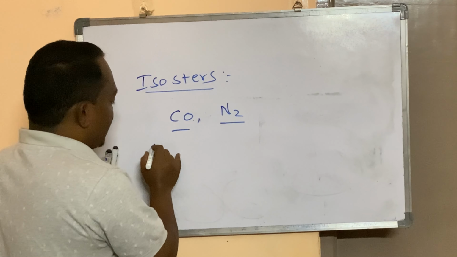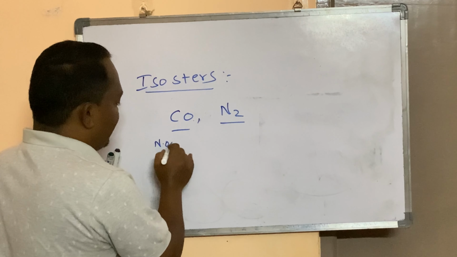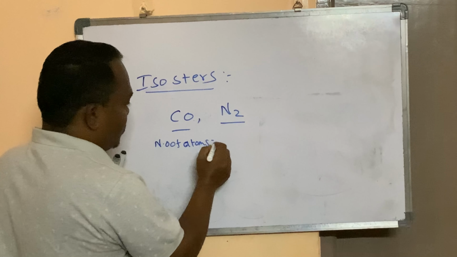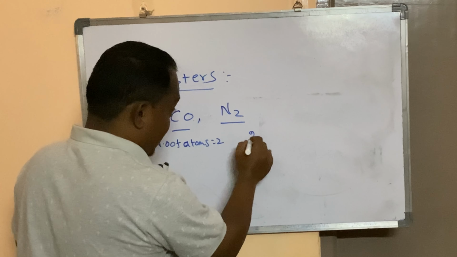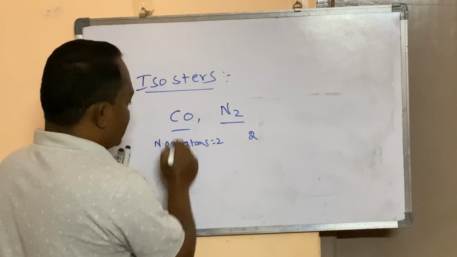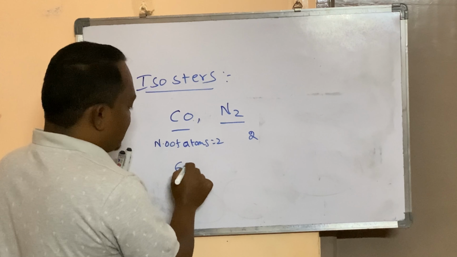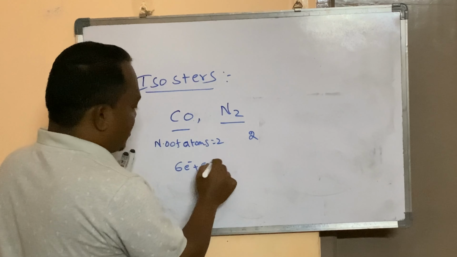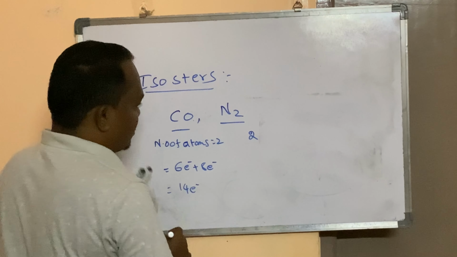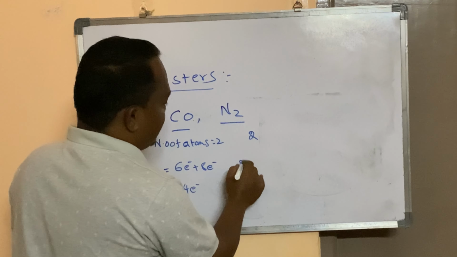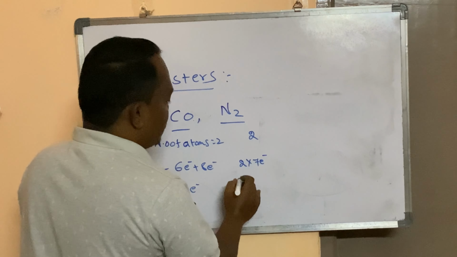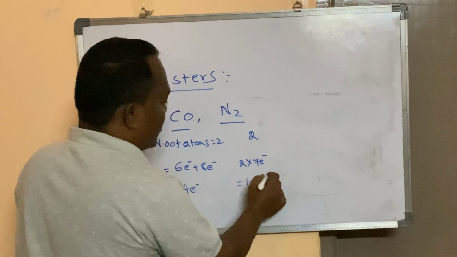Let's look at the number of atoms. The number of atoms in carbon monoxide is 2, and the nitrogen molecule also has 2. When we take the number of electrons, carbon has 6 electrons and oxygen has 8 electrons, so the total is 14 electrons. Here we have two nitrogen atoms. One nitrogen atom contains 7 electrons, so it contains a total of 14 electrons.